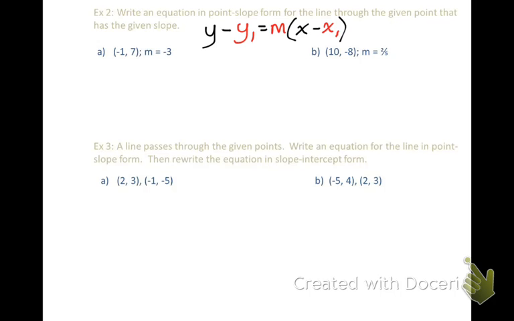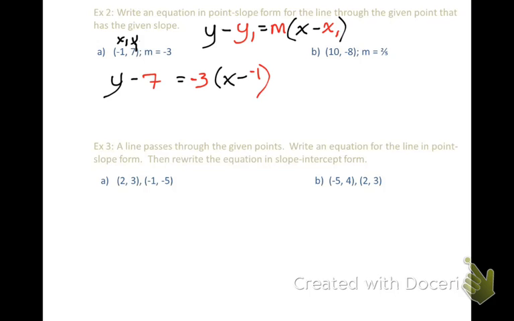All right. So now I have x1, y1, and m. They gave it to us all. So you're going to just plug it into where it needs to go. So I would have y minus y1 equals m parentheses x minus x1. So let's look at where I would put the red numbers in. So y minus, well, y1 is 7. And then m equals negative 3, so I'll put negative 3 there. And then x minus, and x1 is negative 1.